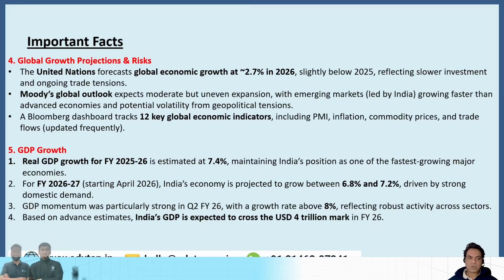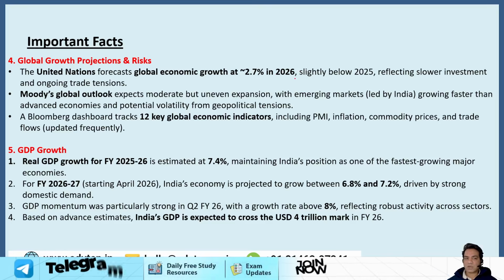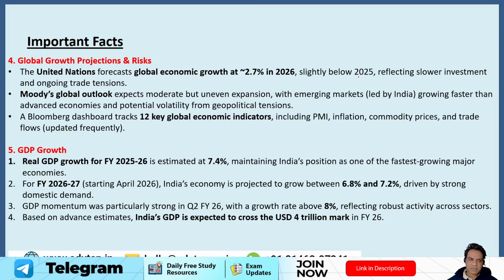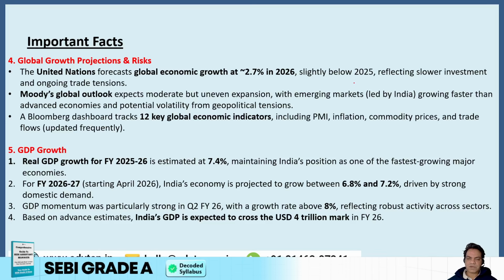Right, then global growth projections and risks. The UN forecast global economic growth at approximately 2.7% in 2026. That's the global growth rate, slightly below 2025, though there is a slowdown reflecting slower investment and ongoing trade tensions. Moody's global outlook expects moderate but uneven expansion, with emerging markets led by India growing faster than advanced economies, and potential volatility from geopolitical tensions.